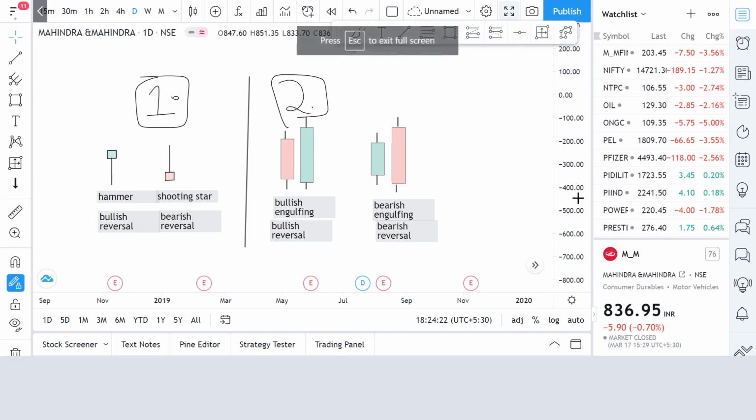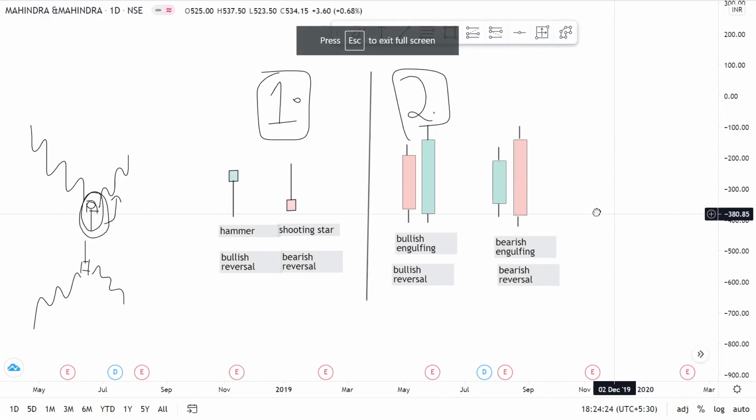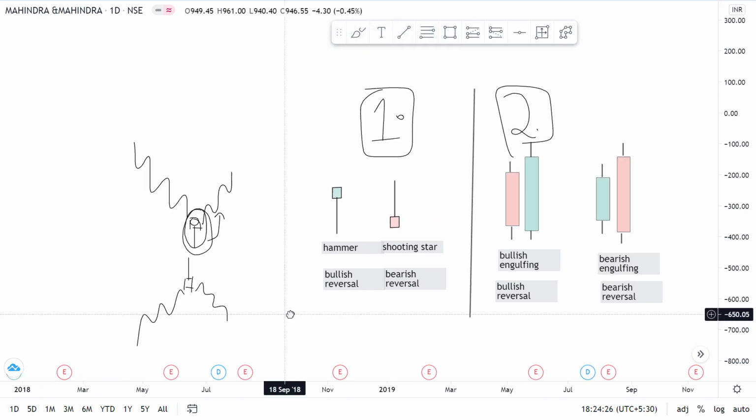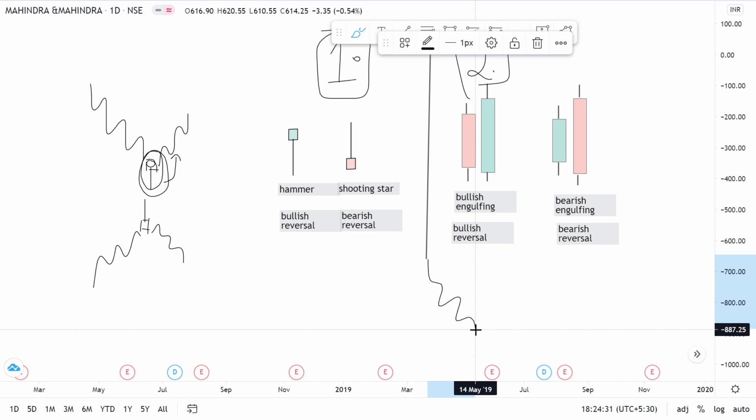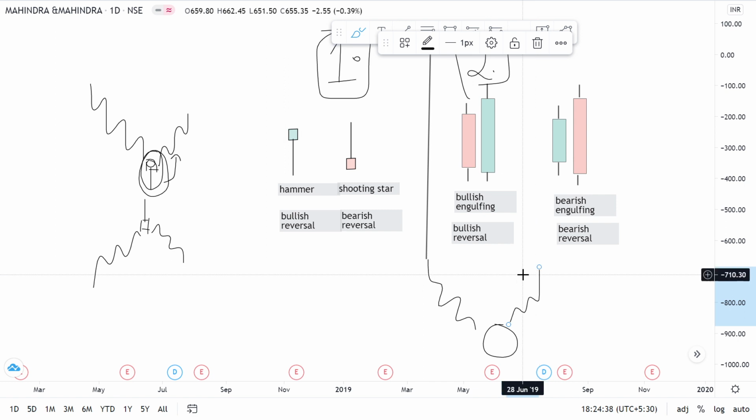So how do these function? Very similar. Same logic as previously explained. If the price was moving lower and you observe a bullish engulfing pattern, there is a chance of a bullish reversal. Price may go up from there.